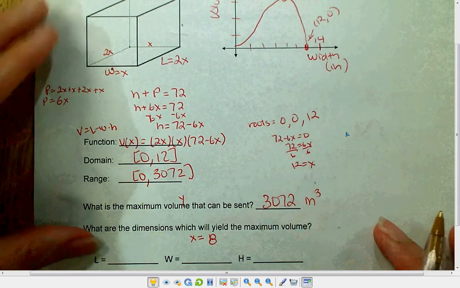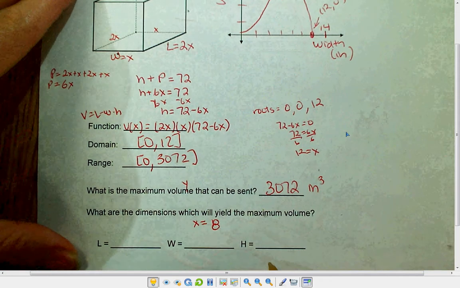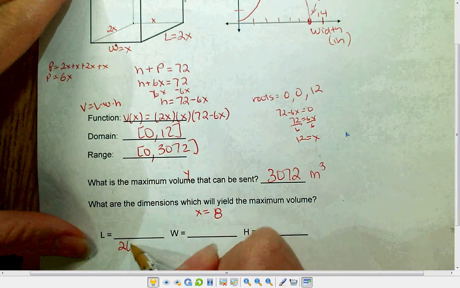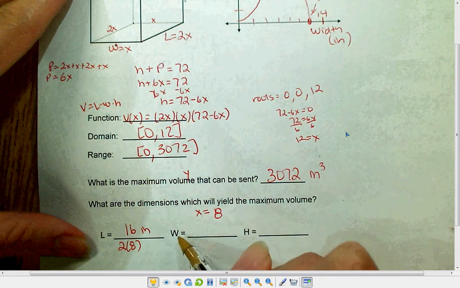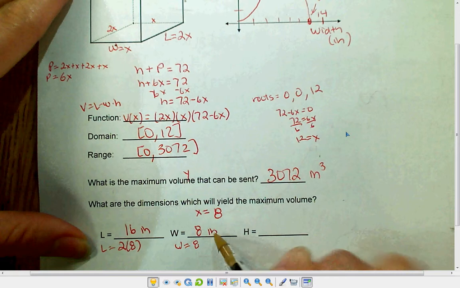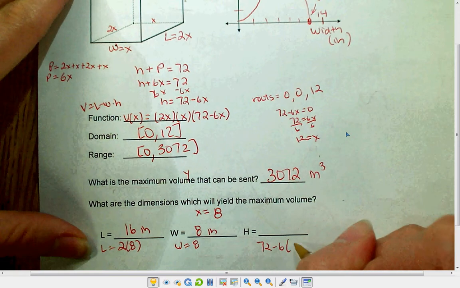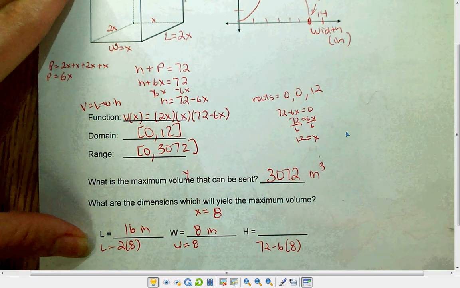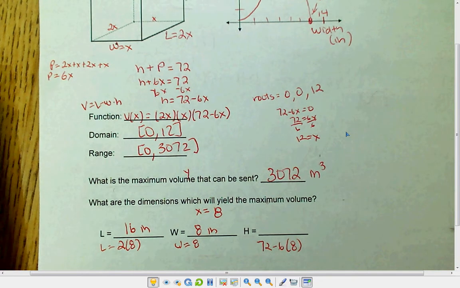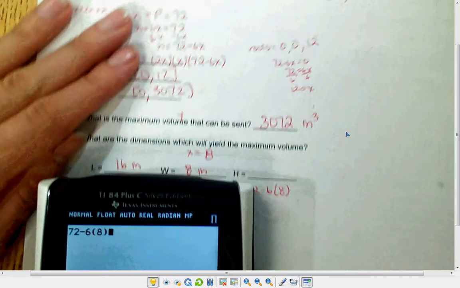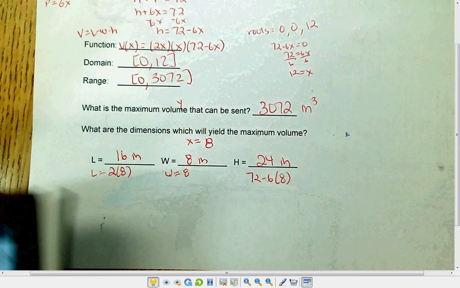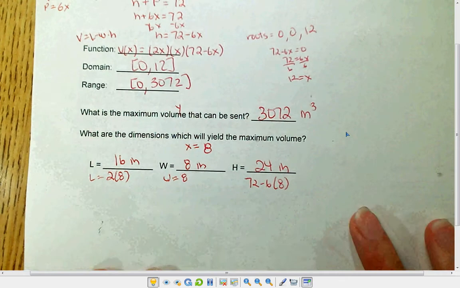And we're going to plug it into all of our length, width, and height expressions. So our length is 2x, so it's going to be 2 times 8, which is 16. Our width is just equal to x, so it's just going to be 8. And our height is 72 minus 6 times x. So 72 minus 6 times 8, which is 72 minus 48, which is 24. So there are my dimensions, and I am done with this problem.